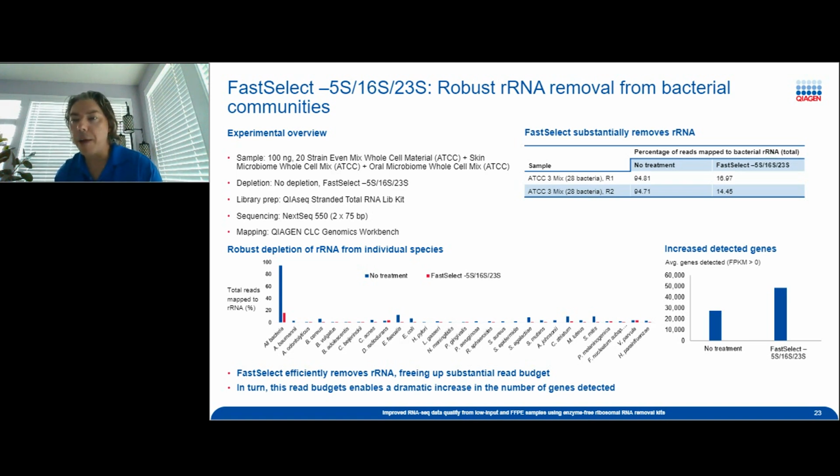The other thing about FastSelect is I've shown you individual FastSelects, but they can be combined together. We have some researchers who typically do dual RNA-Seq, and they add the human and the bacteria together, 1 microliter of each, follow the standard protocol, and now you have the additional benefit of getting rid of any human ribosomal RNA and any bacterial ribosomal RNA.